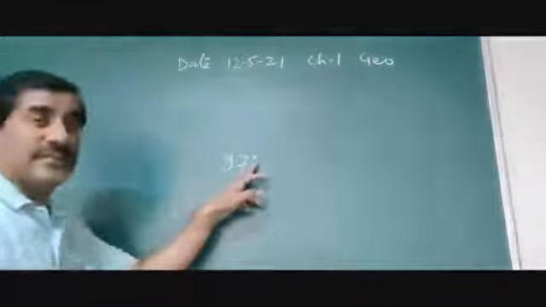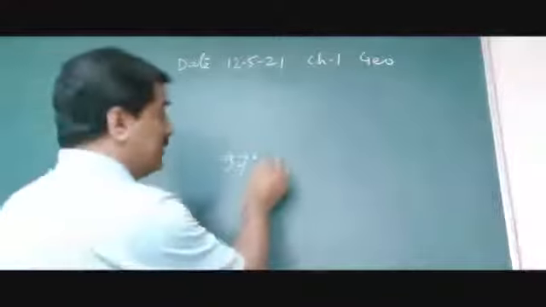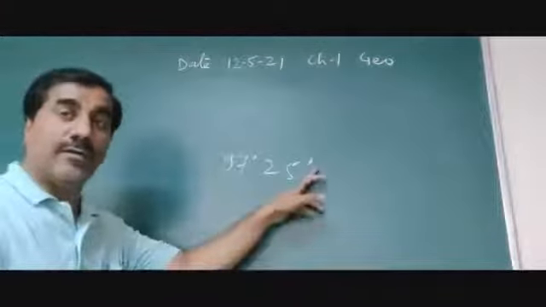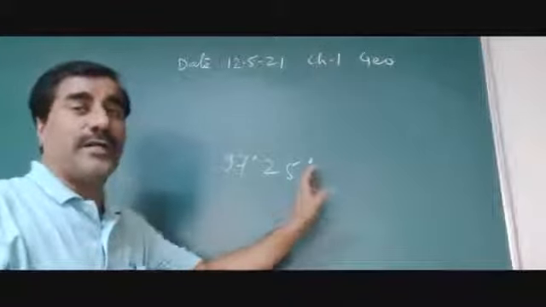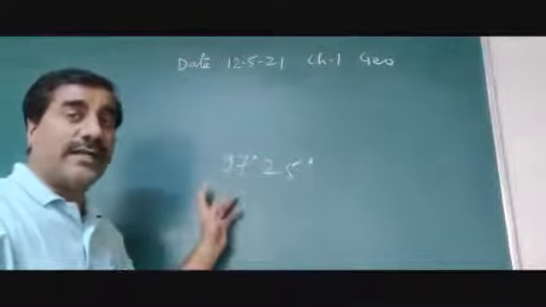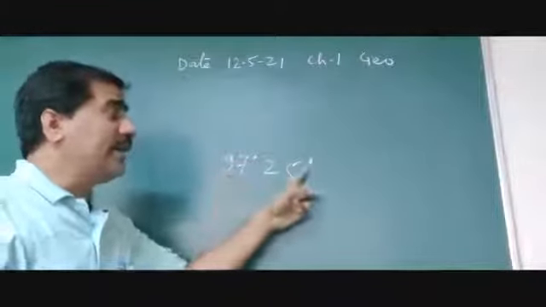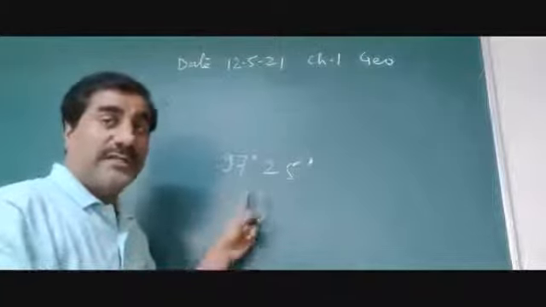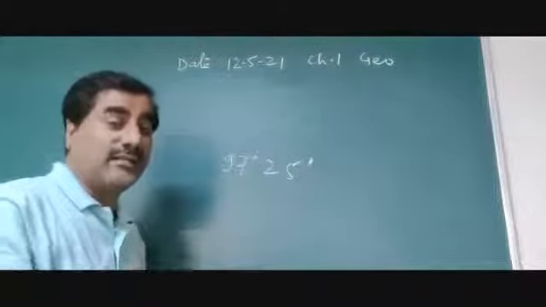97, with the sign of degree. 25, with the sign of minute. A subunit is not required, but if you want to write it, it will be in seconds. So 97 is the degree and this is the minute. So you know, countries are located along the circle of 97 degrees.